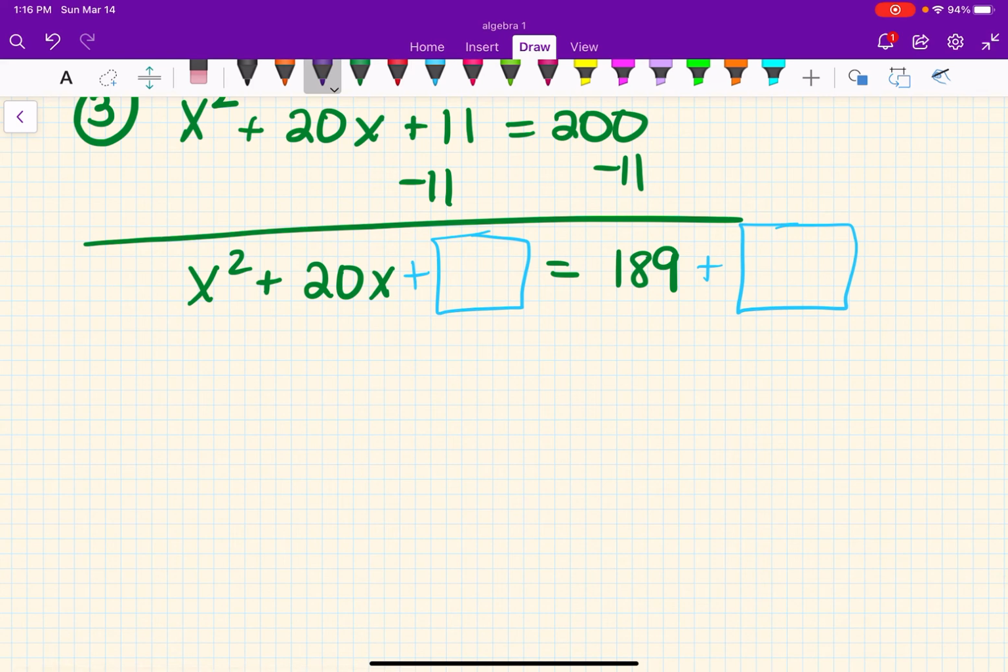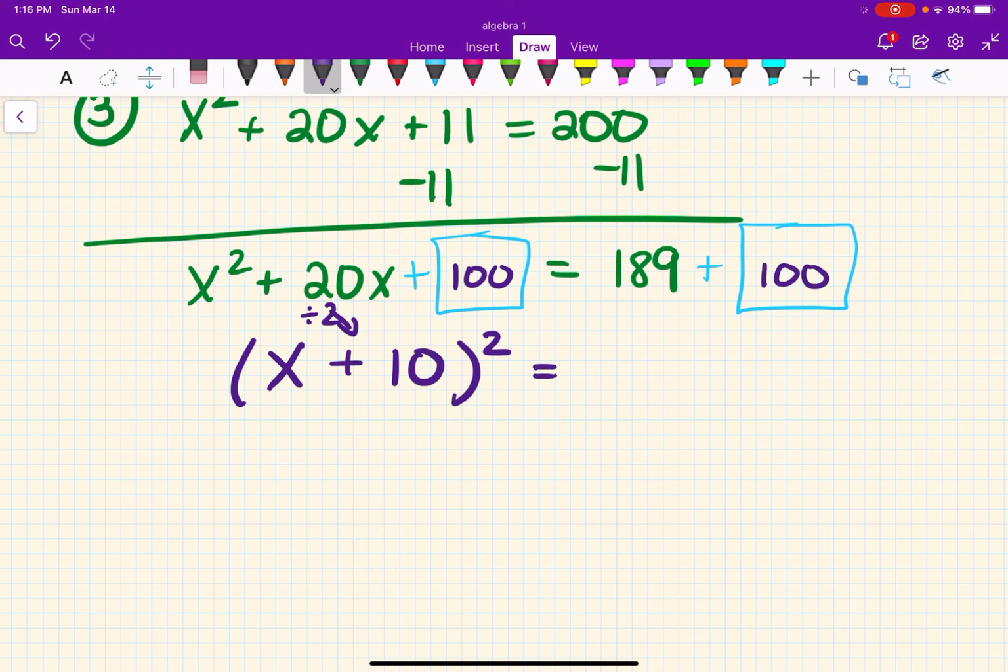I'm going to work two steps at once. X squared just comes down here, becomes an x. Then I'm going to half 20. Well, half of 20 is 10, and it's positive, so that goes positive 10. Now we know what goes in the boxes. We square that. So 100 goes in the boxes, because 10 squared is 100. So now over here we have 289.